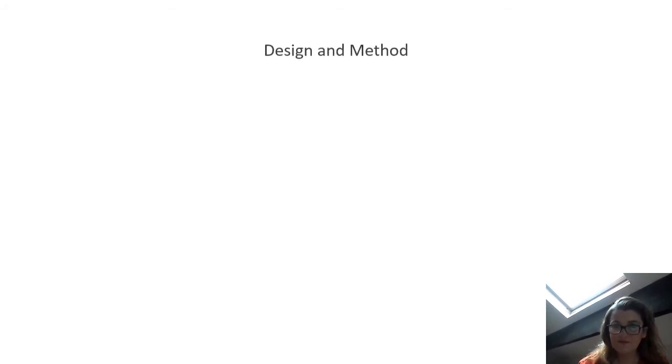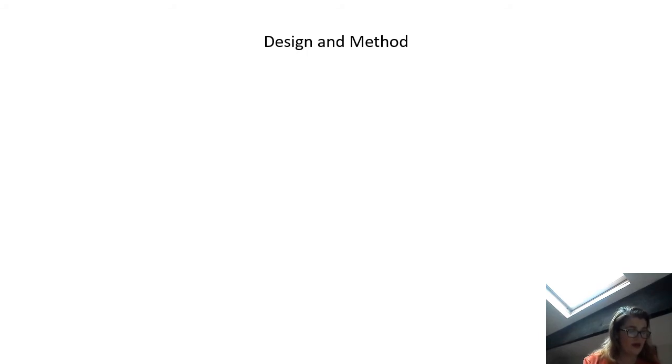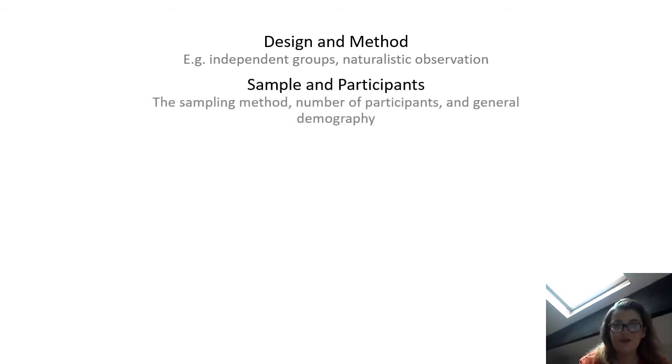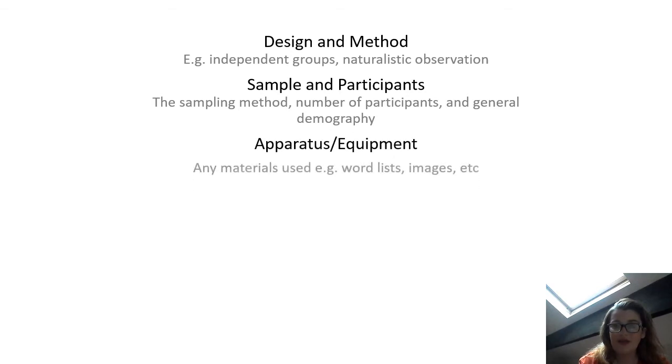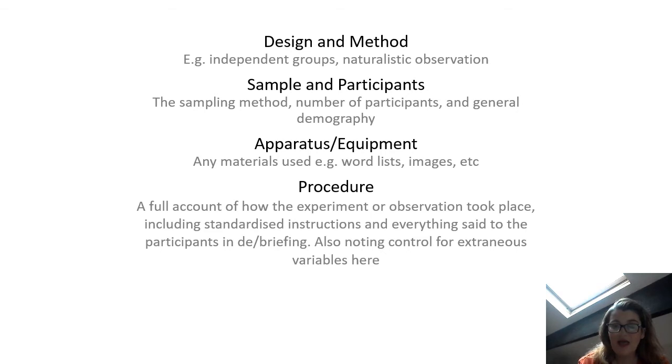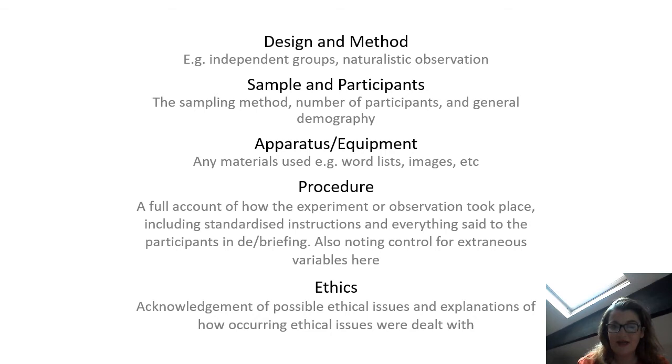What we're going to be looking at now is in more detail how you would look at the design and method. So just a quick recap. For example, is it an independent groups, naturalistic observation, your sample and your participants, apparatus and equipment, your procedure, how you carried it out. And also, please don't forget, you've got to note how you've controlled the extraneous variables, and mentioned at the end, ethical considerations.